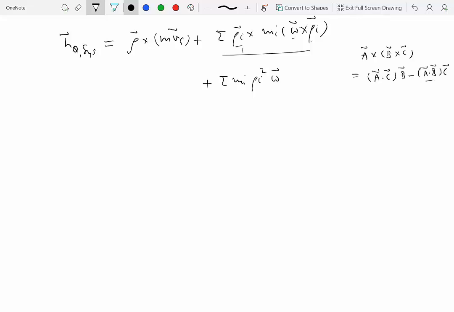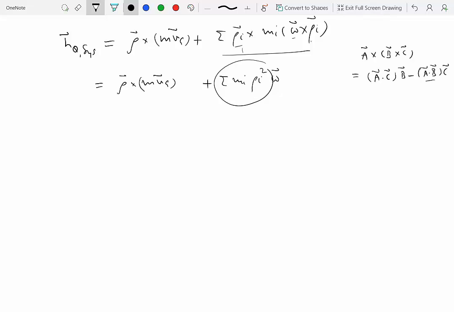Now, if a rigid body is moving in a plane, which is what we are focusing on in this module, then we know omega is perpendicular to the plane, and rho_i is in the plane. That means rho_i dot omega would be 0. So we will have only this term left, which is equal to rho cross m v_g, right? Now, for a system of particles, this tells you how the mass is distributed around the center of mass.